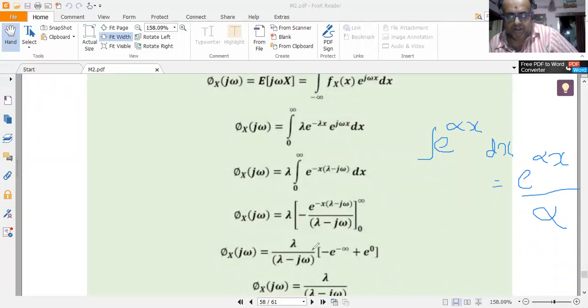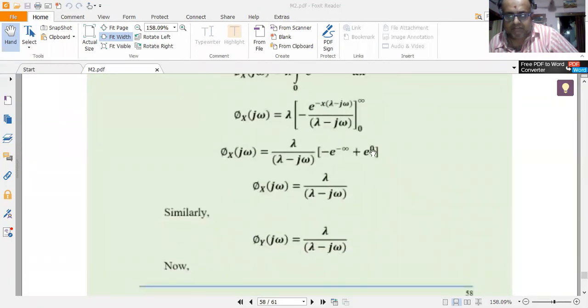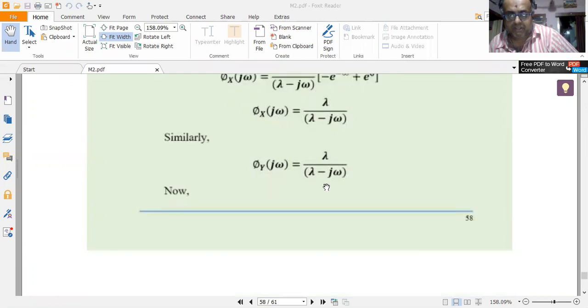So substitute the lower and the upper limits. So I get lambda by (lambda minus j omega) into minus e to the power of minus infinity plus e to the power of 0, because I have a minus sign here. E to the power of minus infinity is 0, e to the power of 0 is 1. So I get 0 plus 1, which is equal to 1, or phi X of j omega is equal to lambda by (lambda minus j omega). Similarly, phi Y of j omega is also given by lambda by (lambda minus j omega).